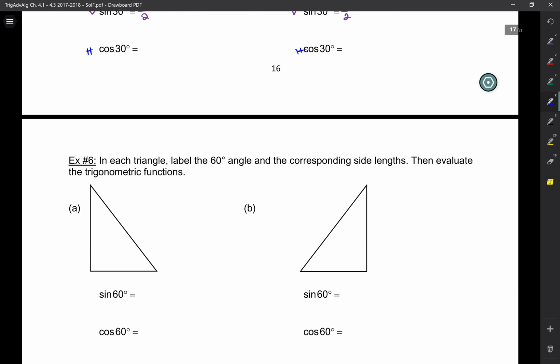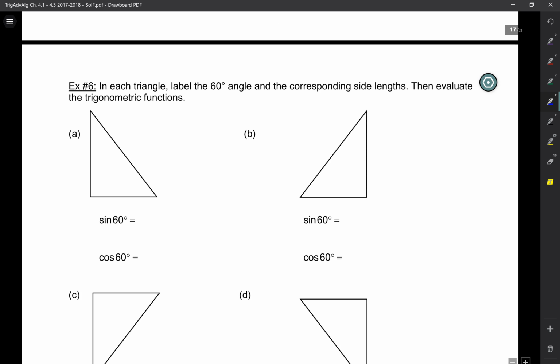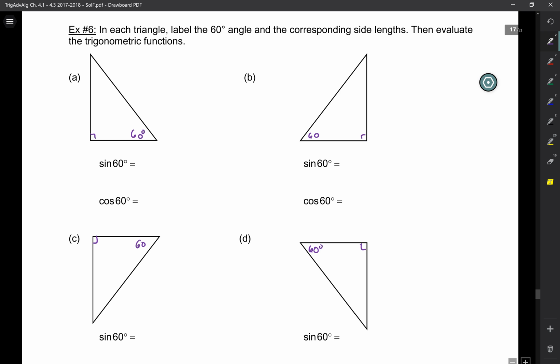Okay, so now let's do the triangles. Let's flip the triangles now. Now I'm going to make these not 30, but 60. Let's go ahead and label all the sides now: 1, root 3, and 2. So now, the 1 is going to be here on the bottom. Root 3 and 2.